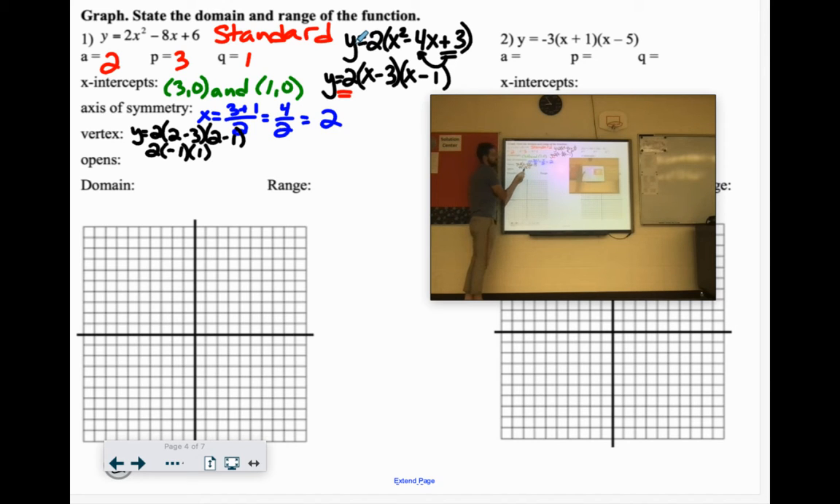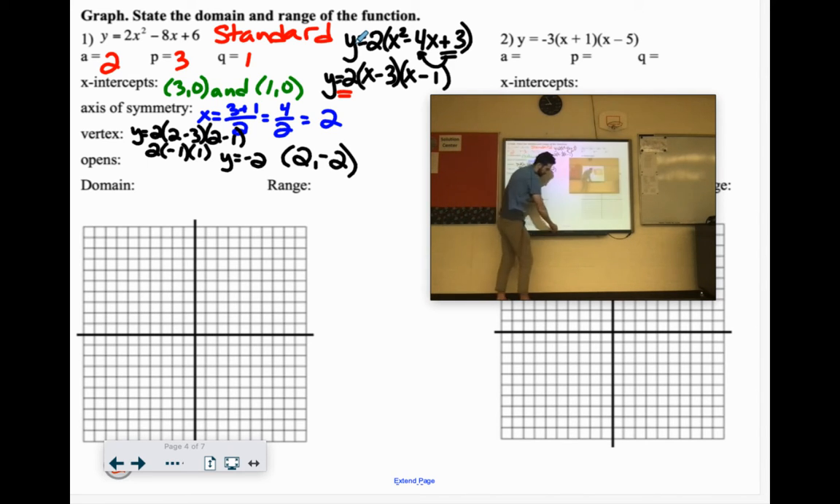Left to right, 2 times negative 1 is negative 2. Times 1 is negative 2. So y equals negative 2. So our x was 2. Our y is negative 2. Now, as far as which direction does it open, this is positive. The a is positive, so it's going to open upward. Domain for all of these is all real numbers.